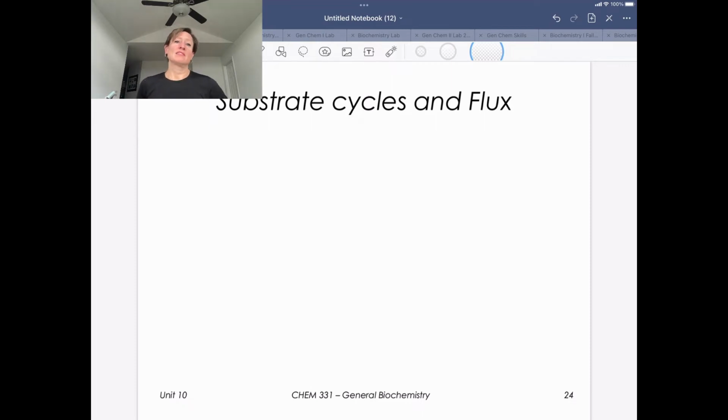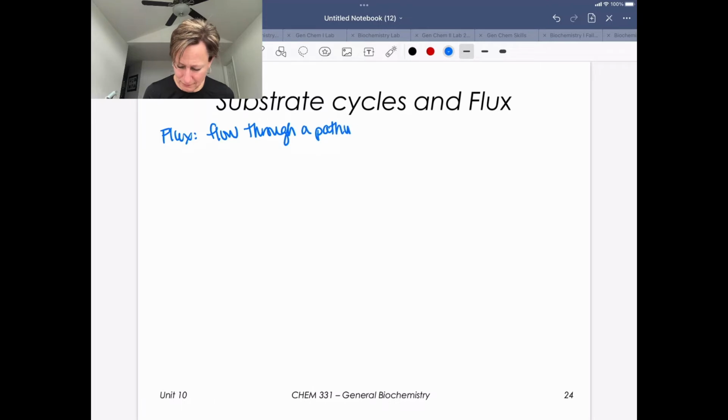So we've talked a little bit about this concept of substrate cycle, and I'm going to revisit that and then talk about a new term that I don't think we've spent too much time talking about, and that's flux. So let's first define what flux is, since that's a new term. So flux is really the flow through a pathway. And as we're going to see, we're going to understand flux as a difference between the rates of forward and reverse reactions. Okay, so fundamentally, I just want you to think about flux as flow through a pathway, but we're going to map on another piece to think about flux in just a minute after we revisit what it means to be a substrate cycle.